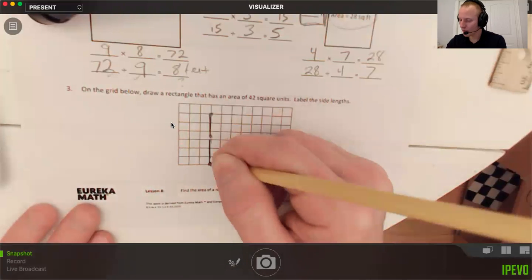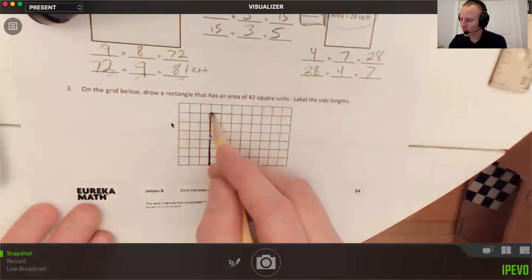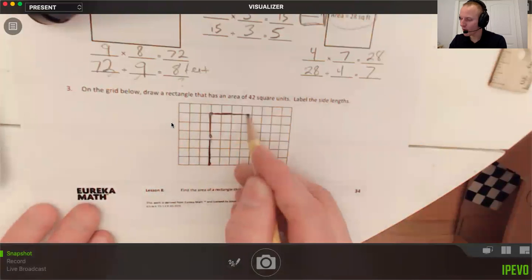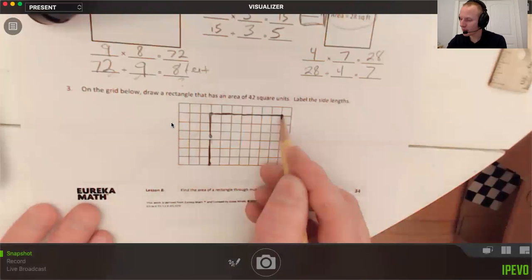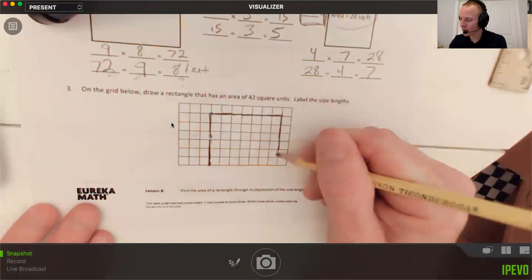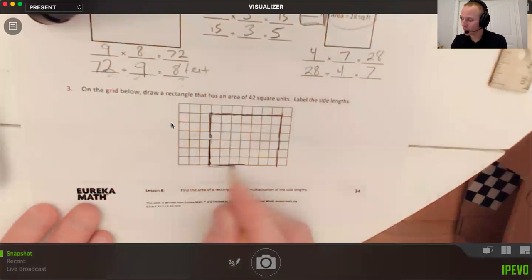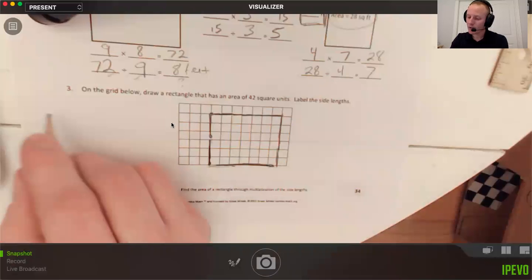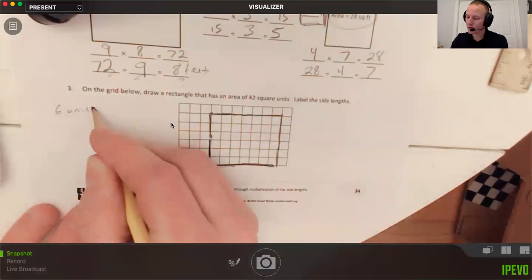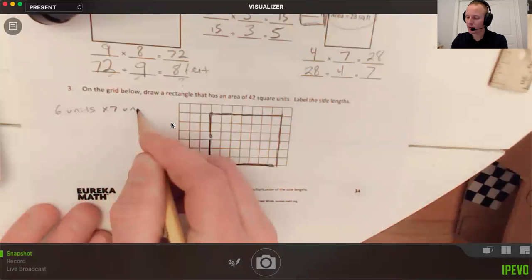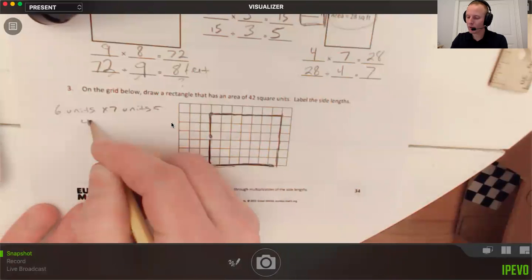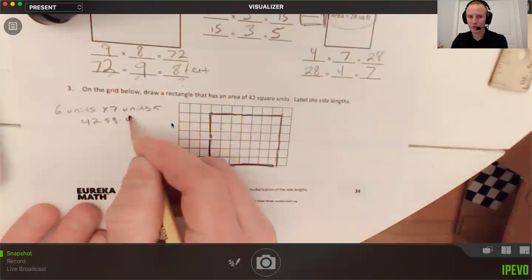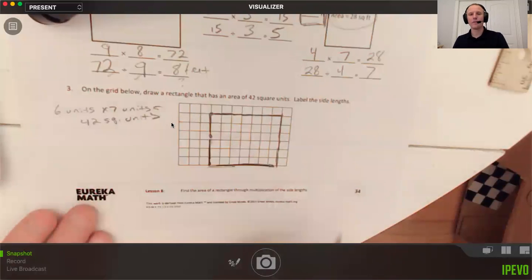Oops, put a hole in it midway through. 1, 2, 3, 4, 5, 6, 7. And then I'm just going to complete my rectangle. And because I'm going to be a thorough student, I'm going to say 6 units times 7 units equals 42 square units, right?